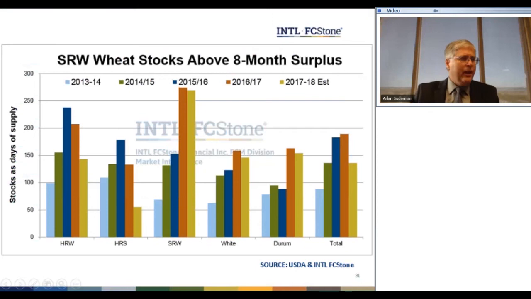If we look at this by class, I want to say, first of all, that the 2017-18 bars on each of these are my projections, not USDA's, because USDA has not released a broken down balance sheet for 2017-18 yet. It's waiting for its spring wheat production estimates. This is what I'm anticipating: a significant decline of hard red winter wheat stocks, but still almost a 5-month supply. More significant, much more significant drop in hard red spring.